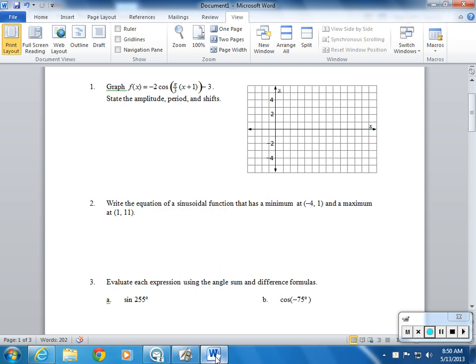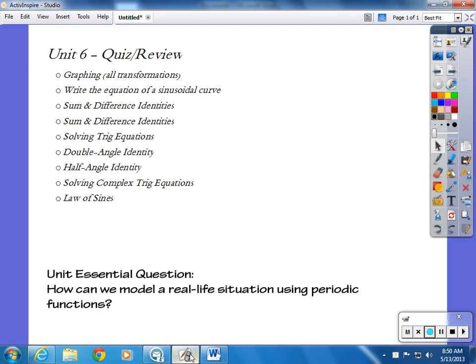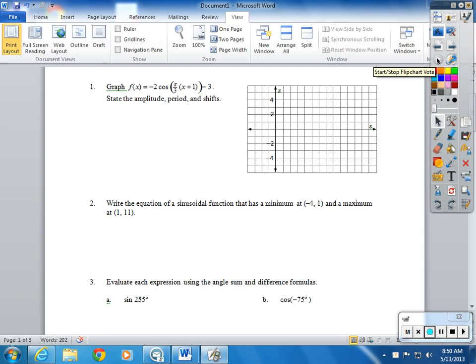Graphing first, okay? And looking at this, we have graph f of x equals -2 cosine pi over 3, quantity x plus 1, minus 3. First, it asks us to state all of those shifts or transformations. So the amplitude is 2, okay? The frequency is pi over 3, and that will help us find the period. Horizontal shift is left 1, and the vertical shift k is down 3.